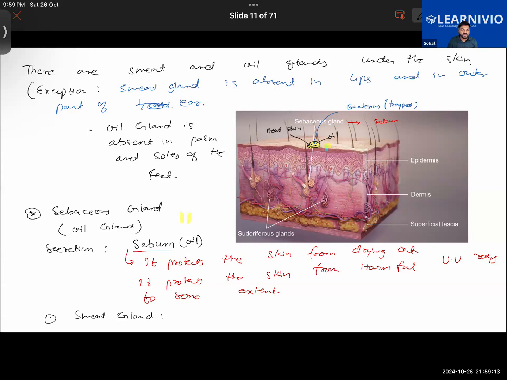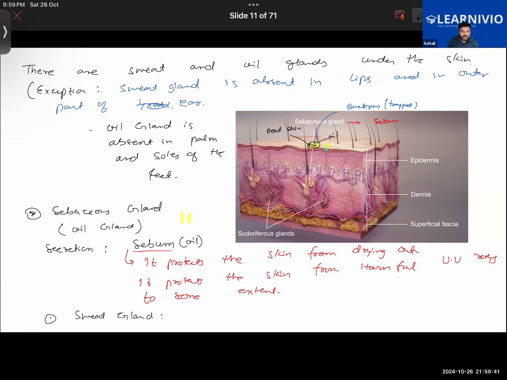Suppose in the summer season, the temperature of the surroundings increases to about 40, 42, 45. It will become problematic for our body to function normally if the temperature increases. So in order to maintain the 37 degrees Celsius of the body, sweating takes place in the summer season, and sweating gives the cooling effect to the body, right? So that is how this is advantageous.